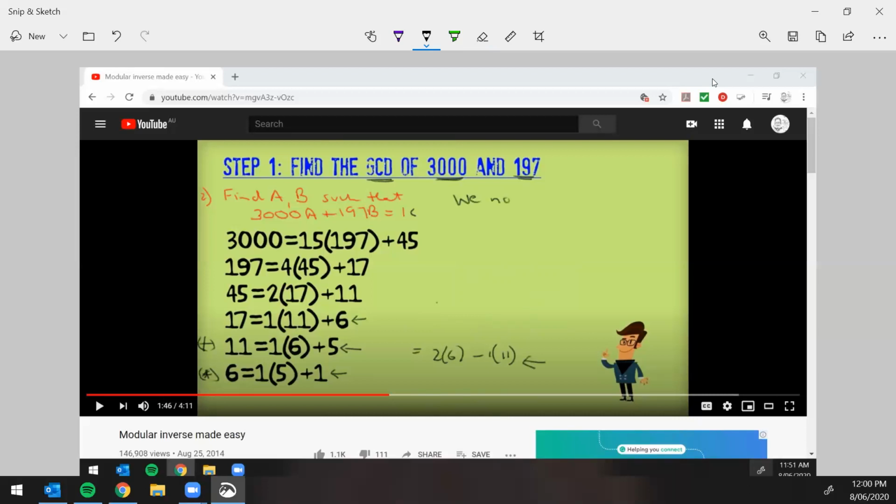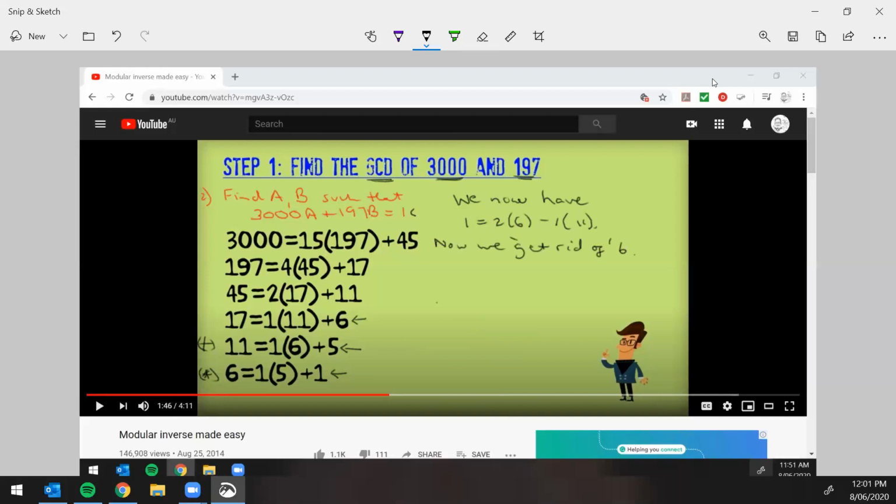We now have... sorry, I got rid of the 1 there. 1 equals 2 times 6 minus 1 times 11. Okay, and now if I want, I can get rid of this because I've written it up the top. Okay. So now I'll put here, get rid of 6, because we don't want multiples of 6 and 11.